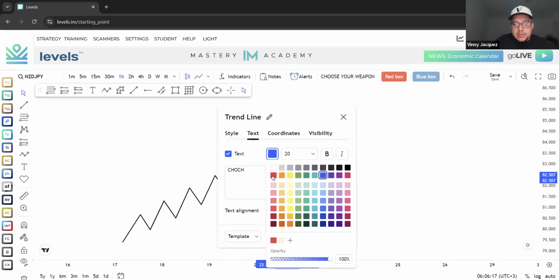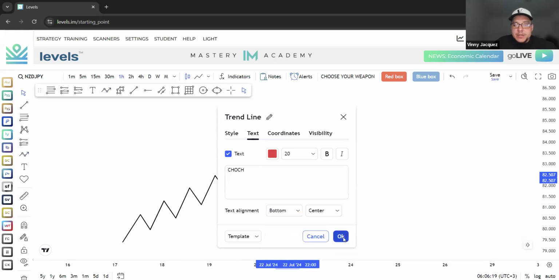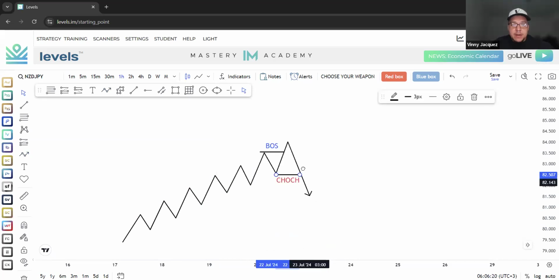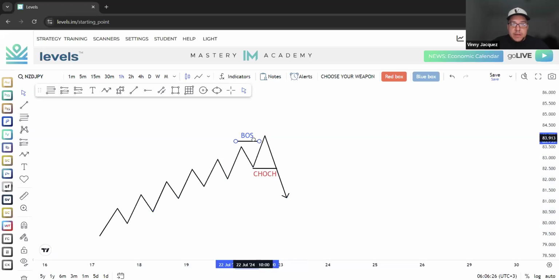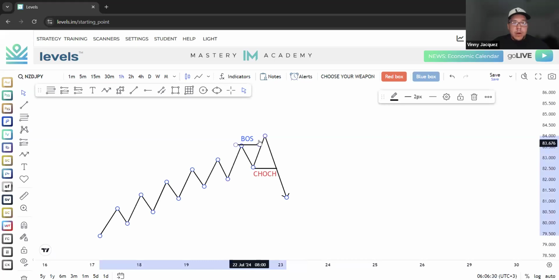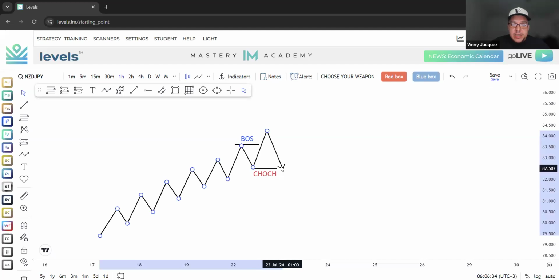Give me a one if that makes sense. So we cannot get a head and shoulder until we change character, fam. So my left shoulder will be this last break of structure, right? My head will be the highest peak. And as soon as I change character, that gives me the green light for the head and shoulder, right?